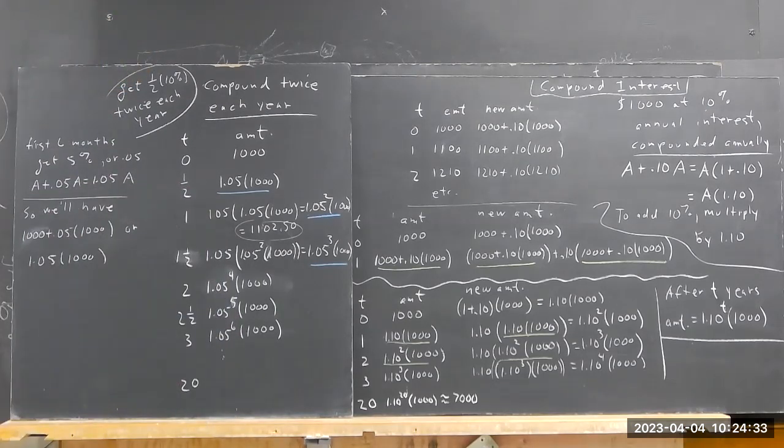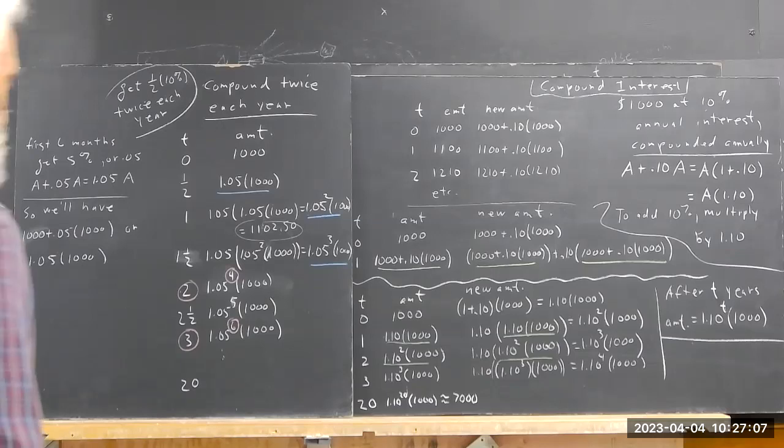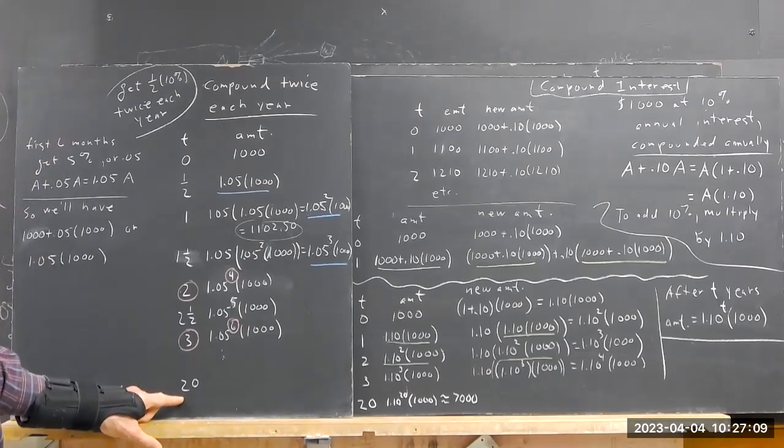Now, what are we gonna have after 20 years? Okay, now I pose the question, what are we gonna have after 20 years? If they also gave you the hint, how many times do we compound in 20 years? Well, we're compounding twice each year. 20 years, we're gonna compound 40 times, aren't we?